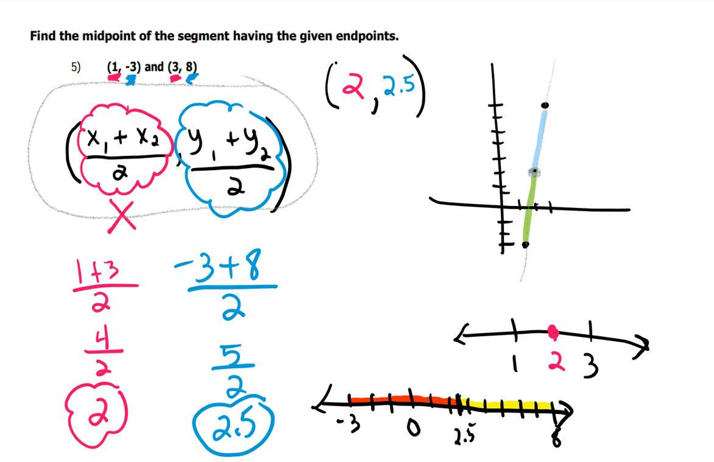Let me go to black on that. This point right here, which would be x is 2. That looks pretty good, actually. And then y is 2.5, which is right there. I did fairly well with my quick sketch. But anyway, that's how you do a midpoint. It's not rocket science. It's just averaging, basically. All right, so that's that.